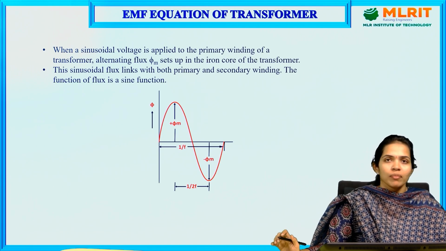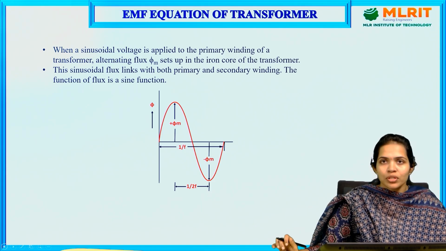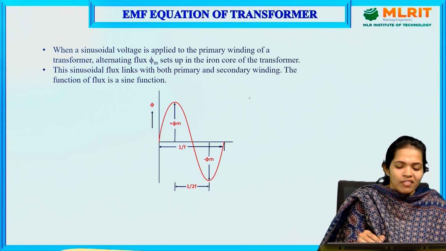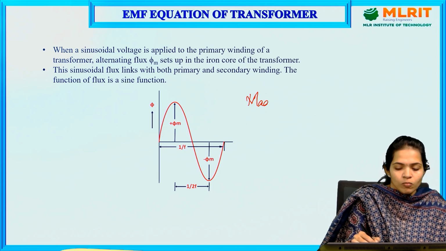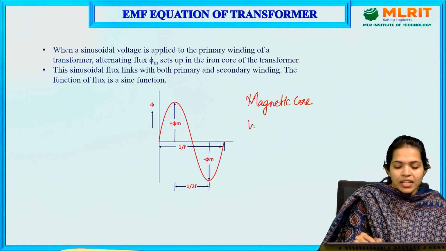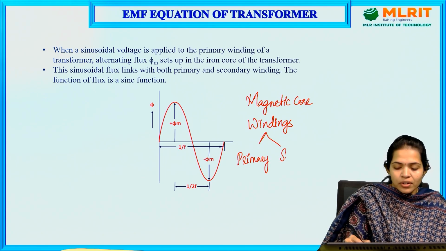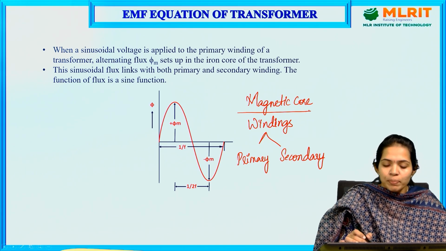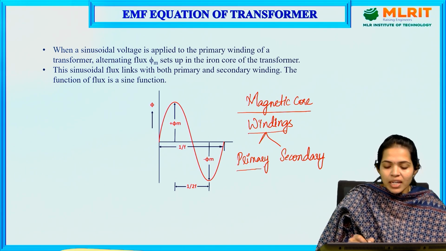In transformer, we are going to discuss the topic of the EMF equation of the transformer. So we can see that in a transformer, we have a magnetic core and the windings as the essential parts. In windings, we have the primary winding and the secondary winding. The magnetic core is a common path between the two windings, that is, the primary winding and the secondary winding.